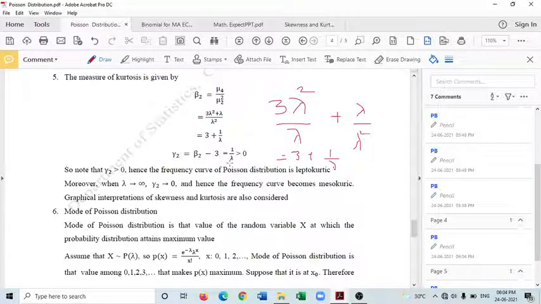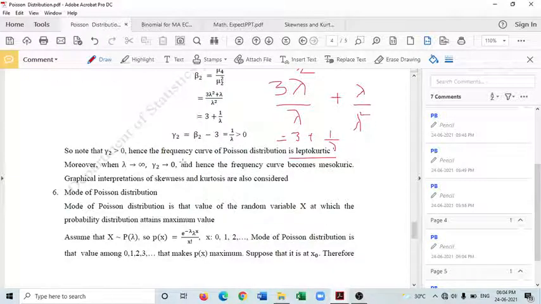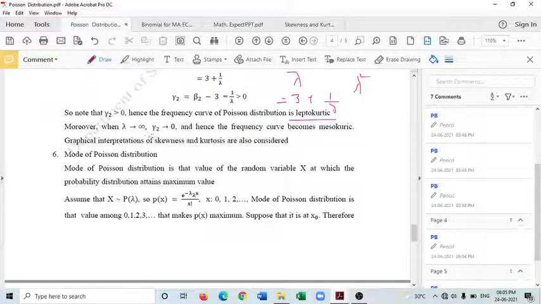So here we know that the value is always greater than 0. 1 by lambda cannot be negative at any point, so it is greater than 0, and the frequency curve is always leptokurtic. But we also note that for greater values of lambda, this gamma 2 will be 0. Therefore, when lambda tends to infinity, gamma 2 tends to 0, and that's a situation where the frequency curve attains a mesokurtic shape.